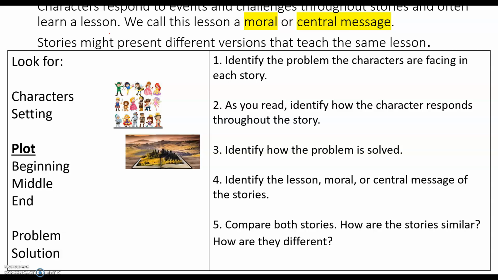You've learned about plot before. You learned about identifying the characters and setting. You learned about identifying the beginning, the middle, and the end by finding that problem, the steps to solving the problem, and of course the solution.